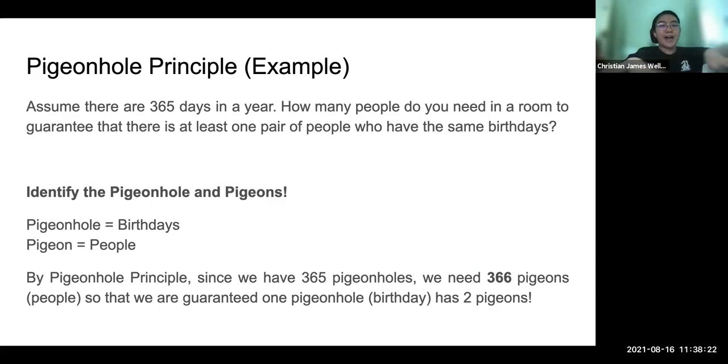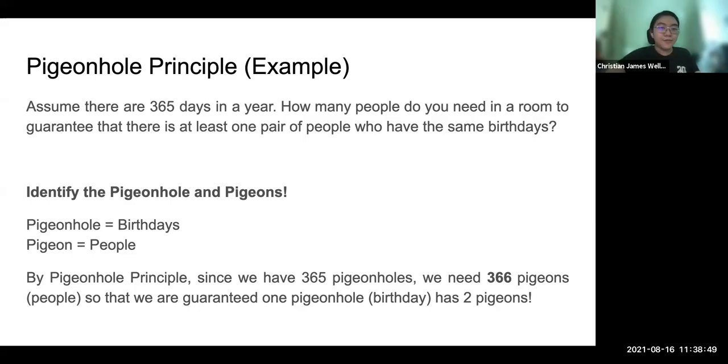What if I have 365 people exactly? Then I can distribute those people into different birthdays, and I don't have the guarantee of at least one pair of people having the same birthday. But if I just add one more person in, then it has to go into a slot that already has a person. So that's the pigeonhole principle. There are more nice examples, but I won't go through them.